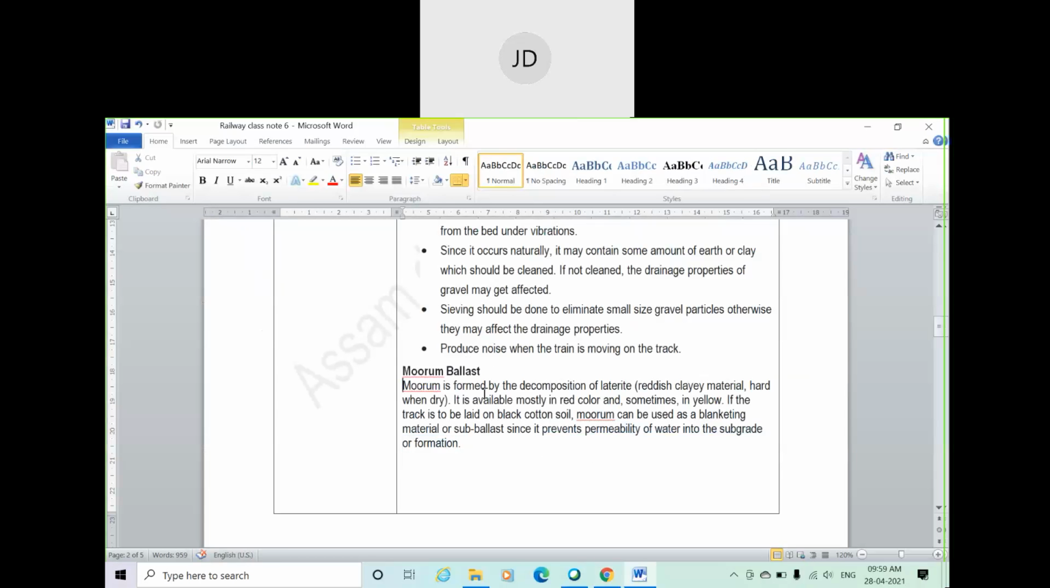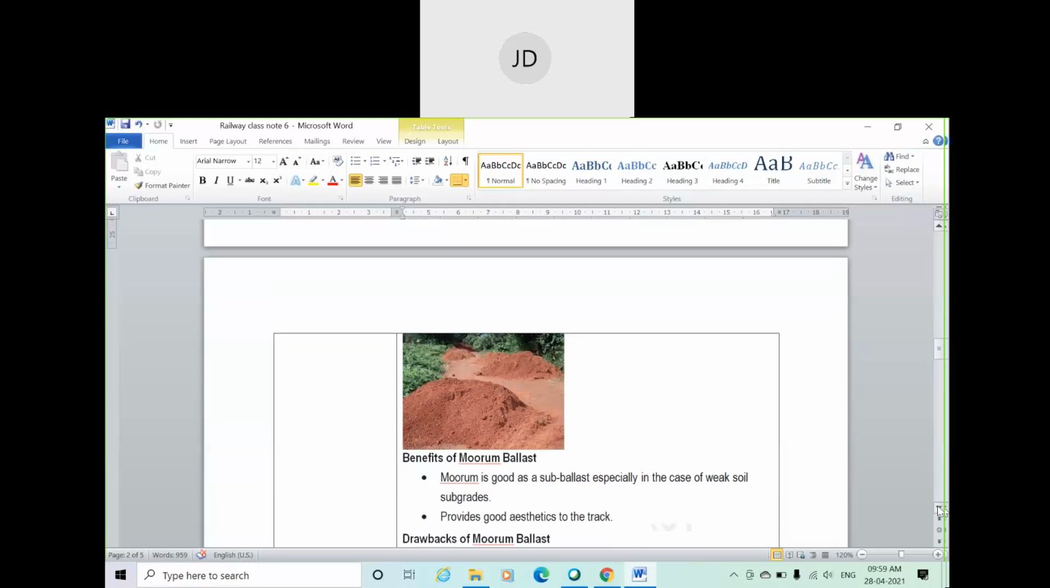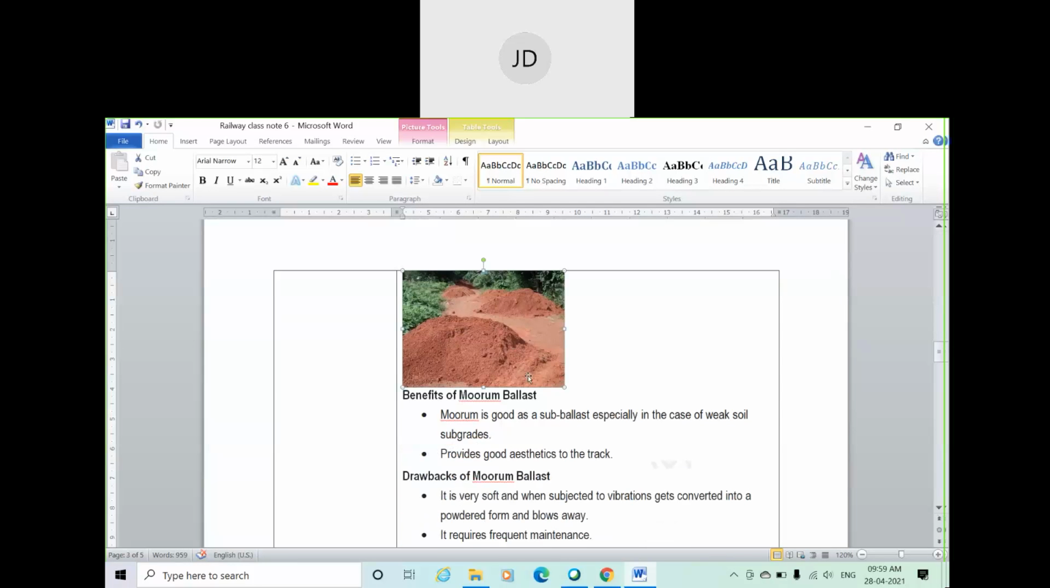In that case only you can use morum soil. There you can see the benefit. This kind of soil you will see easily, even in the downtown university. You will see this kind of soil.